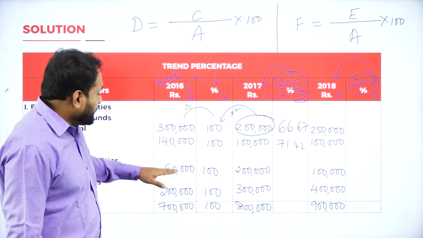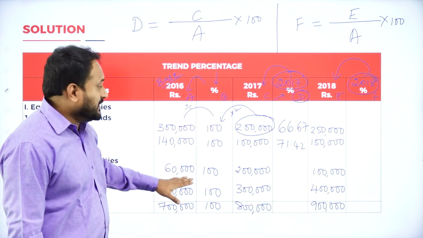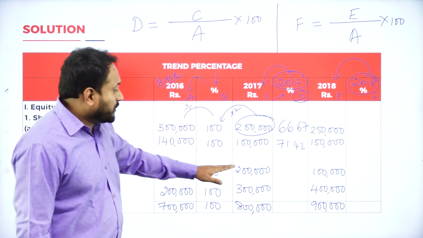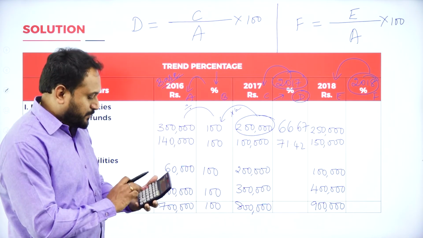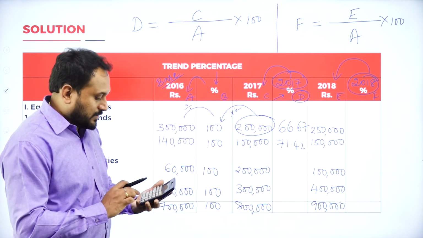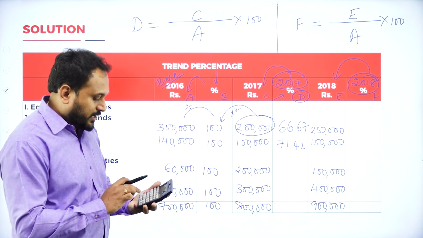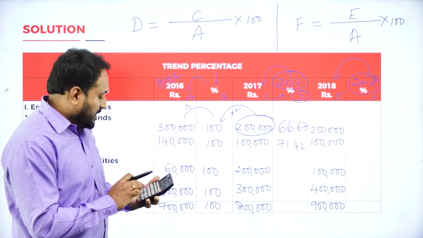Next here. See here. Now you'll understand. For 60,000, the trend is what? 100%. For 2 lakh, how much will it be? More than 100%. So let's just check. 2 lakh into 100 divided by 60,000.